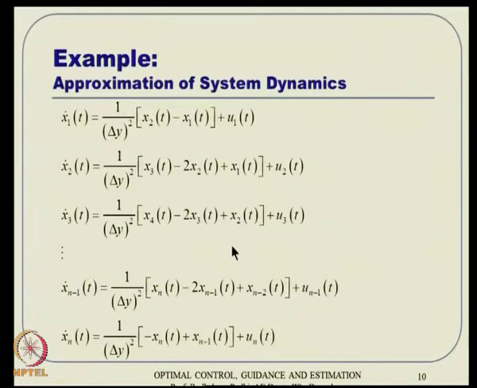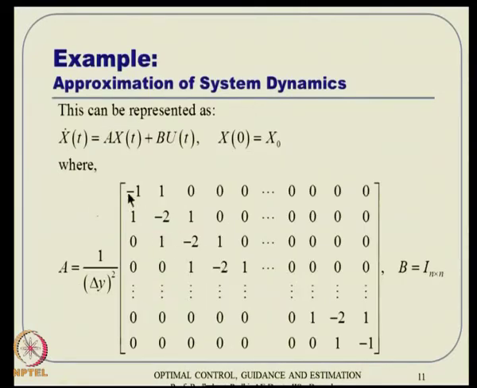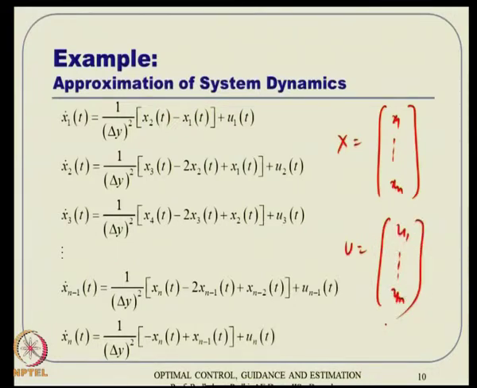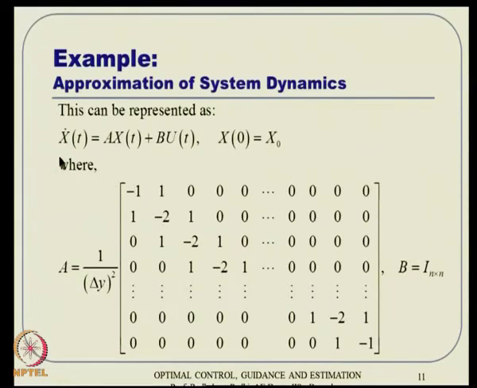Now we can clearly see that if I really want to combine everything, I can combine it this way, because now I can define a state vector and a control vector. I can define a state vector with my grid point values x 1, x 2 up to x n, and a control vector with the same grid point values u 1 up to u n. With respect to these two variables, I can write x dot is equal to A x plus B u, where A and B can be defined that way. So we have an equivalent representation of the PDE in terms of ODEs, with respect to the grid point values.